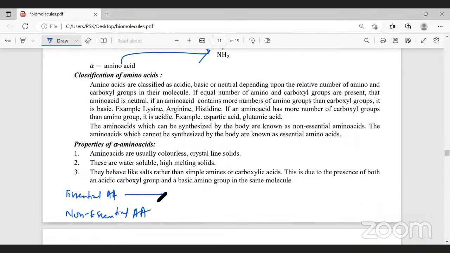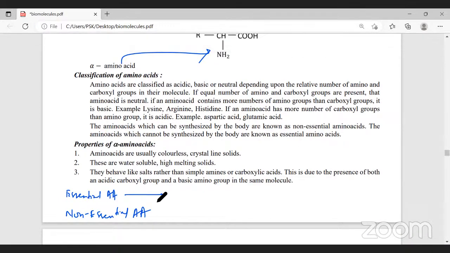Now, what are essential amino acids? Amino acids which are not synthesized in the body. Amino acids which have to be provided or given through food are called essential amino acids. Essential amino acids are not produced in the body. They have to be supplied through diet or through food. Example for essential amino acids, important ones: arginine, methionine. These are all essential amino acids.